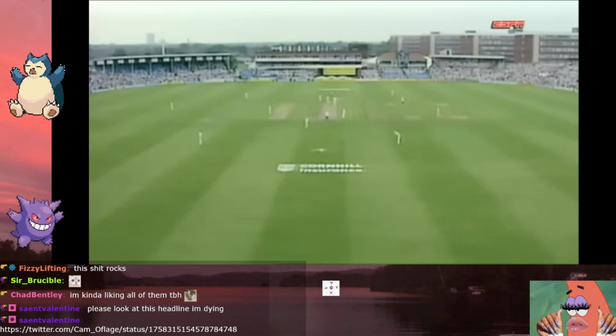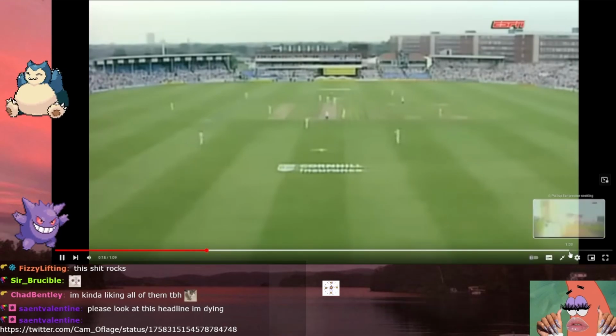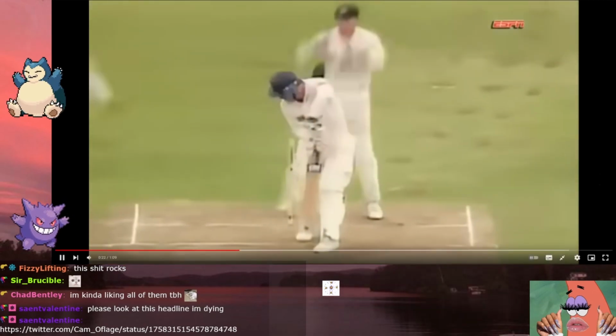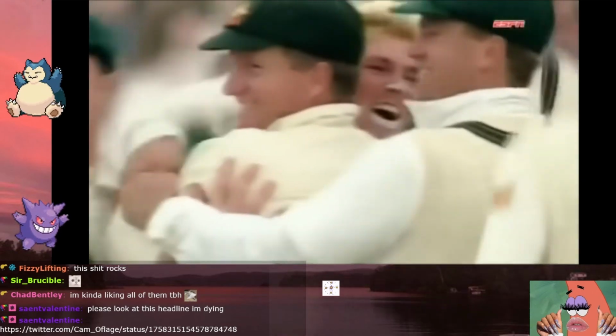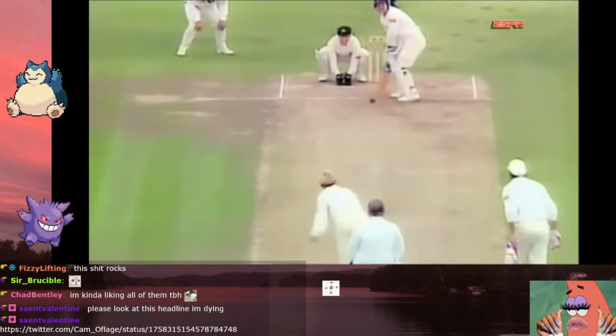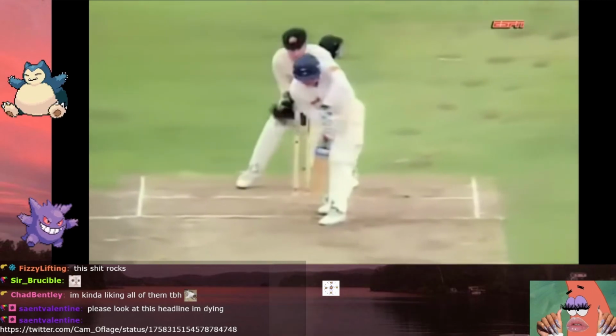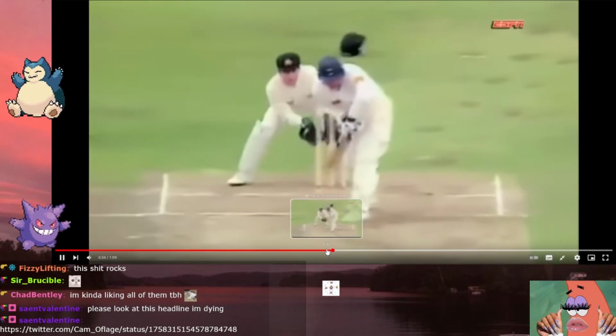Oh, how's the quality here? Not very good, huh? As the ball of the century. 360p? It might be better in slow-mo. I hope they show it in slow-mo. I didn't really get a good look at it. Yeah, that's buck wild.